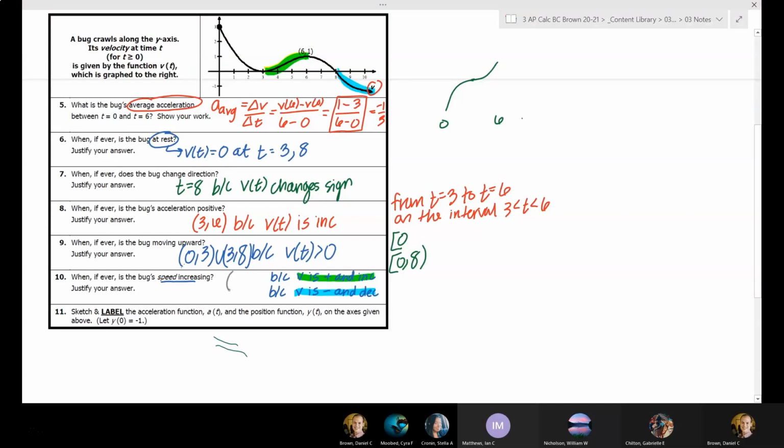on the interval from 3 to 6, and I guess this bug is living forever and walking towards infinity from 8 to infinity. But again, if students mess up something, it tends to be with speed, because you have to consider two things for speed. You have to consider both the velocity and the acceleration. Any questions on 5, 6, 7, 8, 9, or 10?